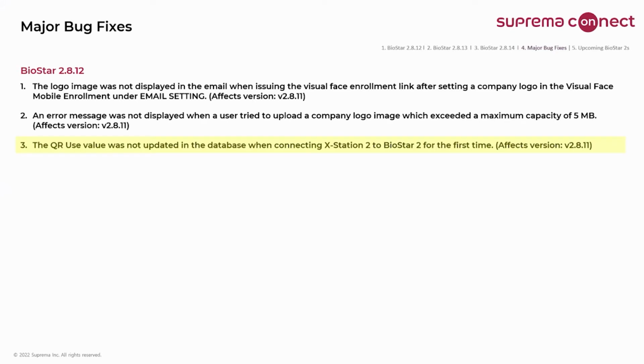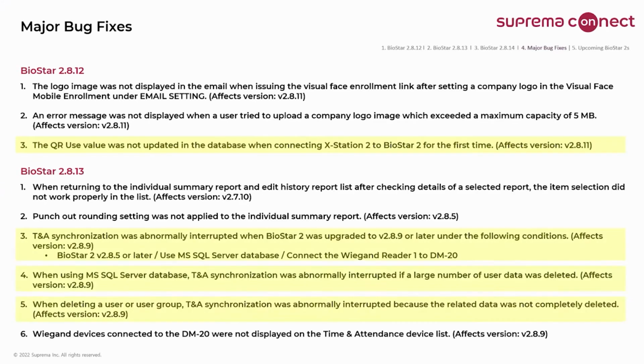BioStar 2.8.12 had 3 major bug fixes. The third of these may occur when XStation 2 is connected to BioStar 2 for the first time. BioStar 2.8.13 had 6 major bug fixes. Many patches related to BioStar 2 TNA have been reflected. If you have experienced issues with the time attendance related behaviors in BioStar 2 versions before 2.8.12, please check the revision notes for this version.